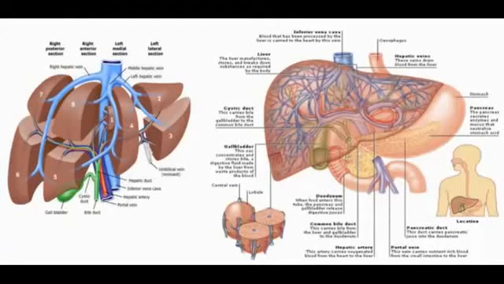Another function is the breakdown systems which are present in the liver. This is the system for hormones, bilirubin, and detoxification of toxic substances and drugs. It also converts ammonium to urea, and as you know, ammonium is the most toxic substance for our brain.